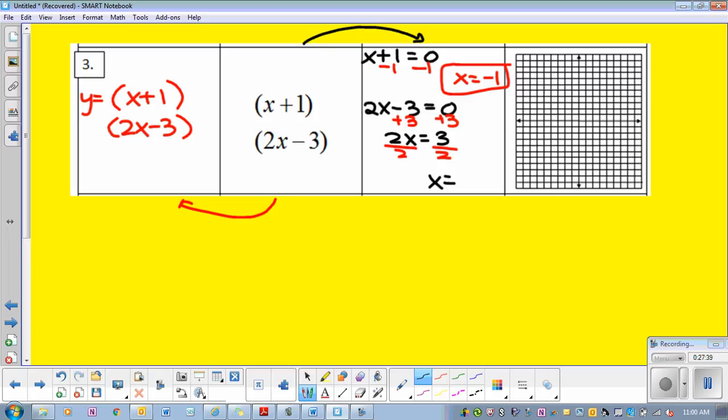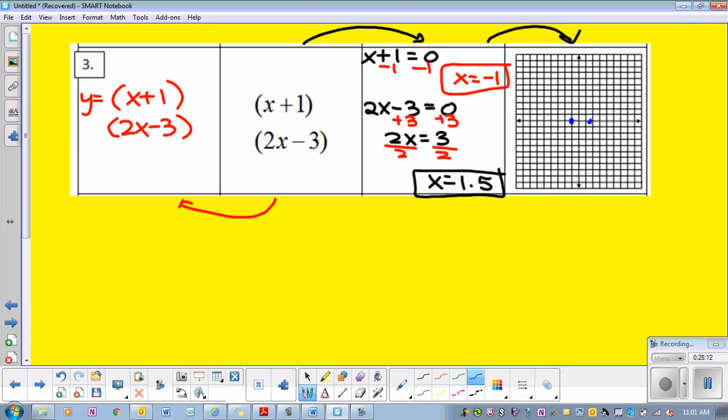1.5? If it gives you a terminating decimal that stops, you could leave it as a decimal or you could give me the fraction, okay? If it's 1/3, 1/3 is a repeating decimal, so don't give me 1.33, okay? Just give me the fraction. Alright, so now I'm going to graph. So I have -1, and then I have 1.5.